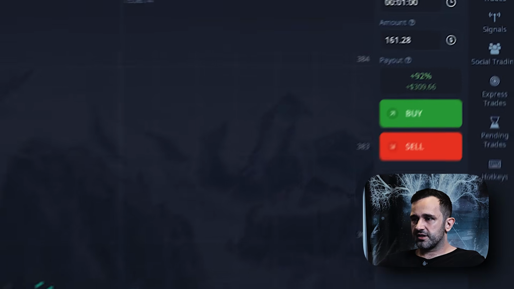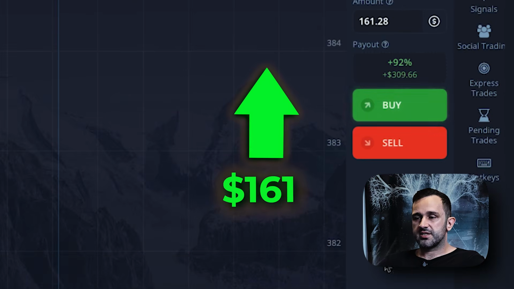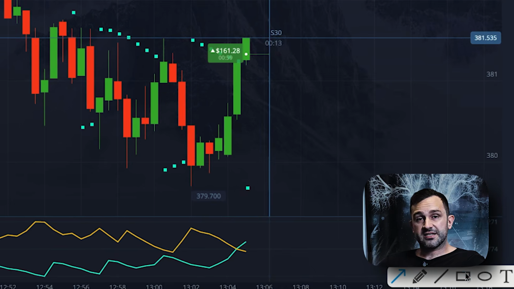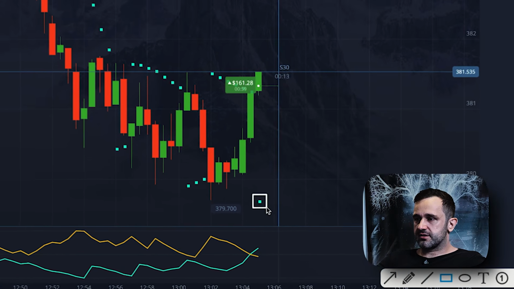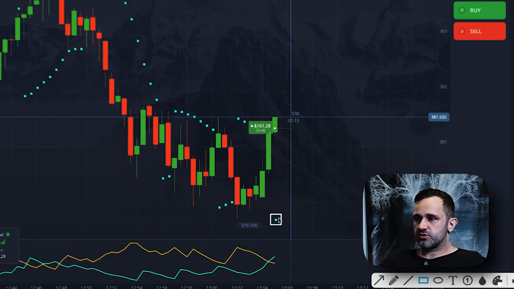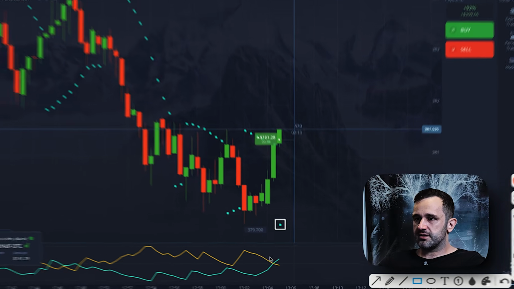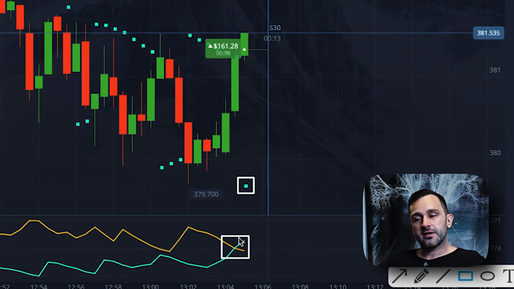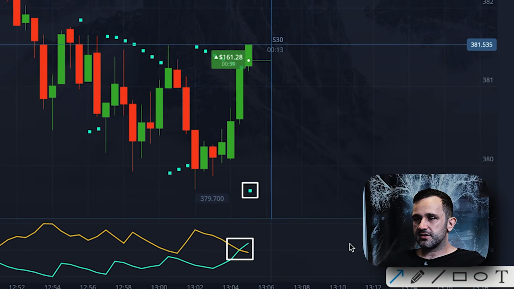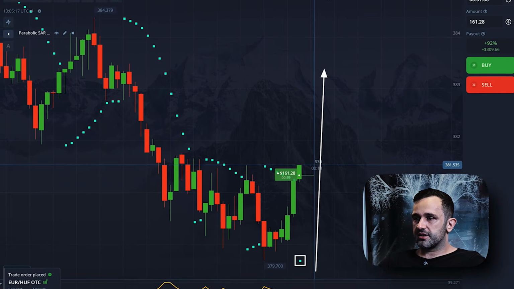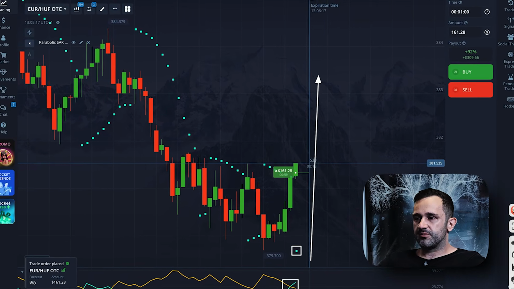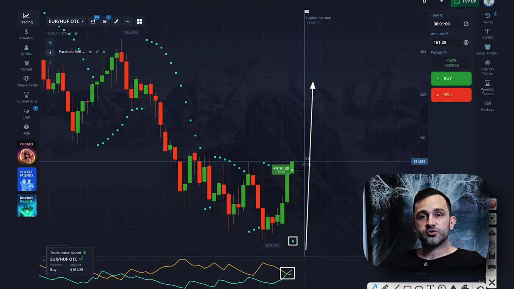The market has reversed, and now I'll open a buy trade for $161. Starting with Parabolic SAR. The dot has moved below the candlesticks. The indicator shows a shift toward upward movement, and buyers are starting to take control. On ADX, DI plus rises above DI minus. This means buyer strength is now greater than the seller strength. So the market is not just stopping the decline, but beginning to show a clear advantage toward growth.